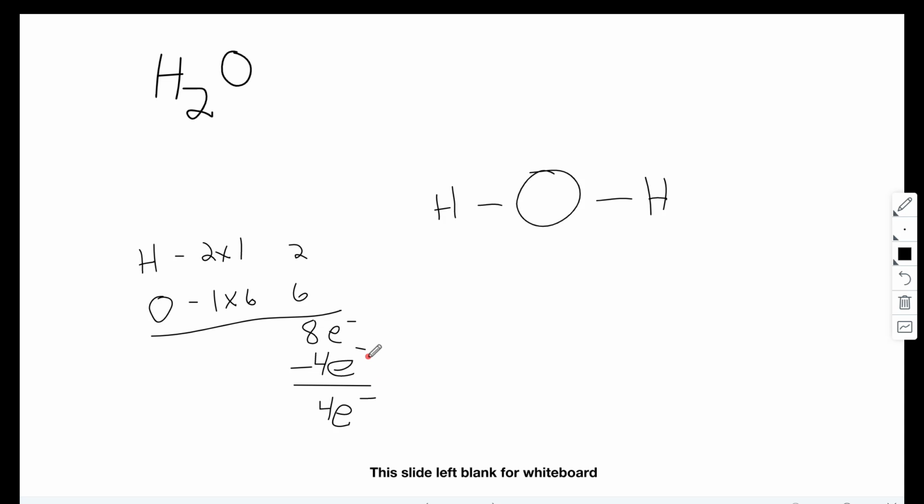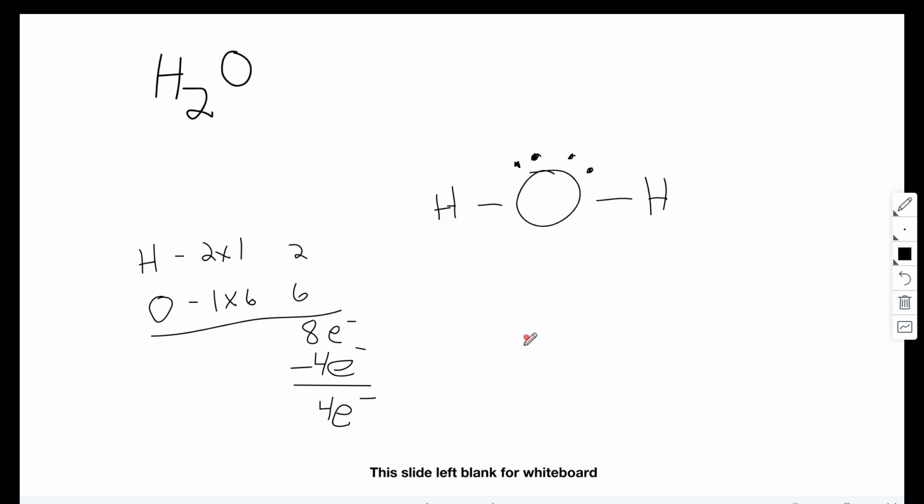We're supposed to draw those on the outside elements, which in this case would be the hydrogens. But as I said before, hydrogen doesn't take any extras, which means that we'll draw them on the central atom. And that means we'll go ahead and draw 1, 2, 3, 4. And that's it. This is the Lewis structure for water.